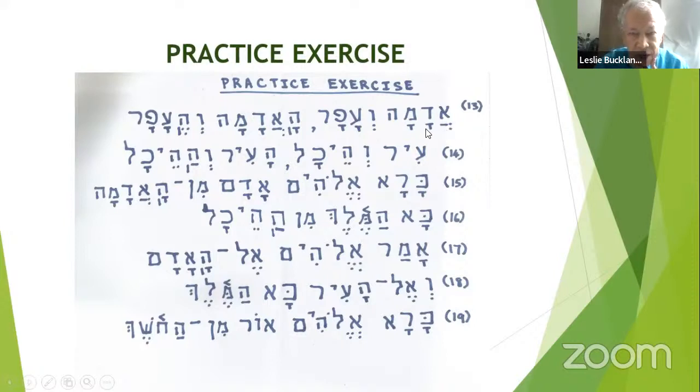Okay, this is athama, which means ground. This is we, which is a conjunction meaning and, and this is afar, which is a noun meaning dust. So the translation is ground and dust. Then we have the same nouns used with the definite article.